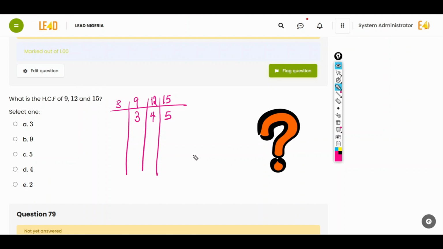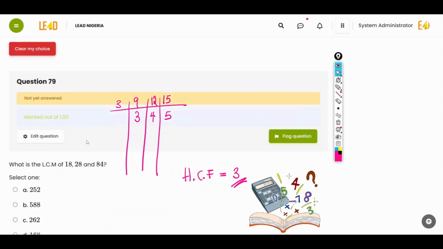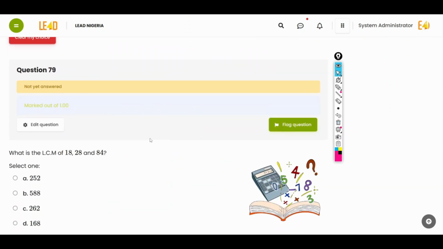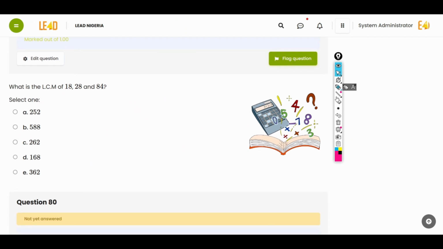For HCF, we only divide by what can divide all of them. All right, so there's nothing else that can divide all of them. So the HCF is simply equal to 3. That's option A here. All right, 79 says, what is the LCM of 18, 28, and 84?